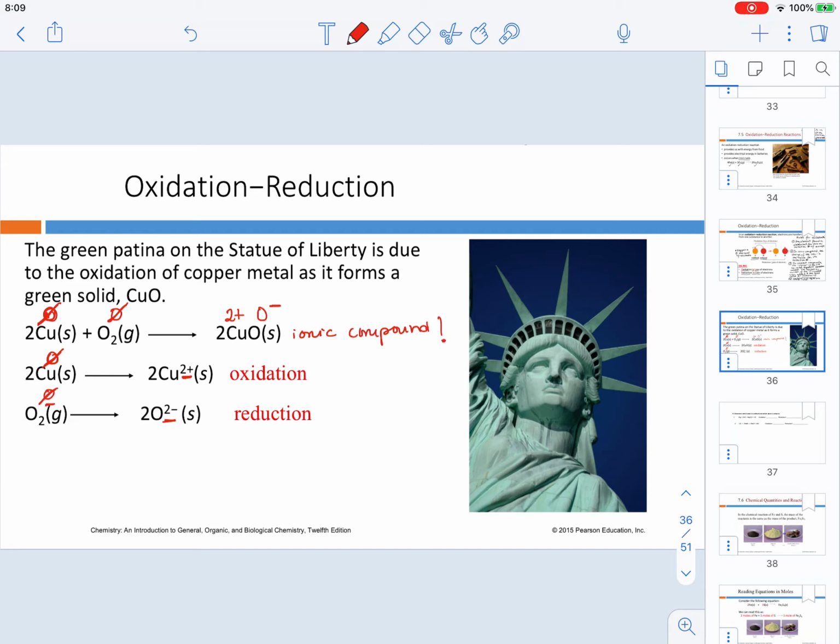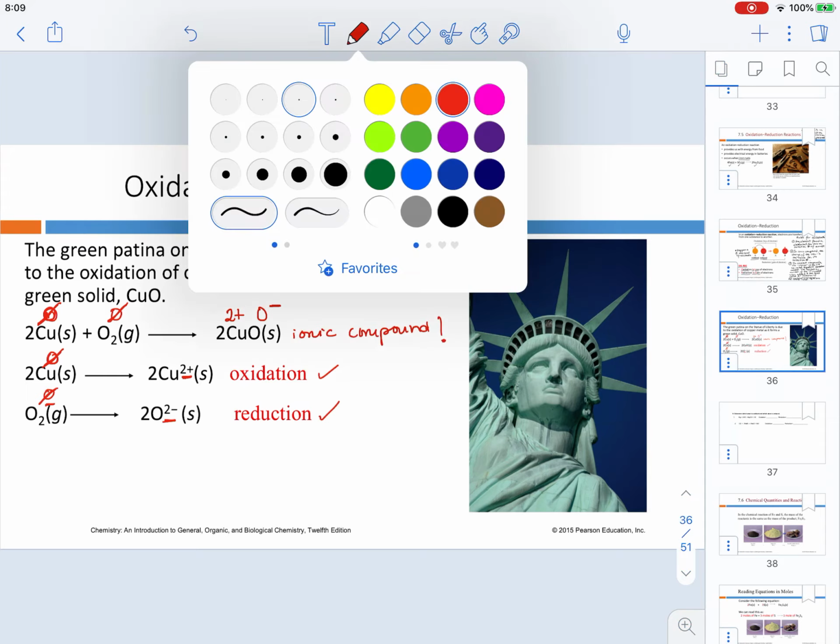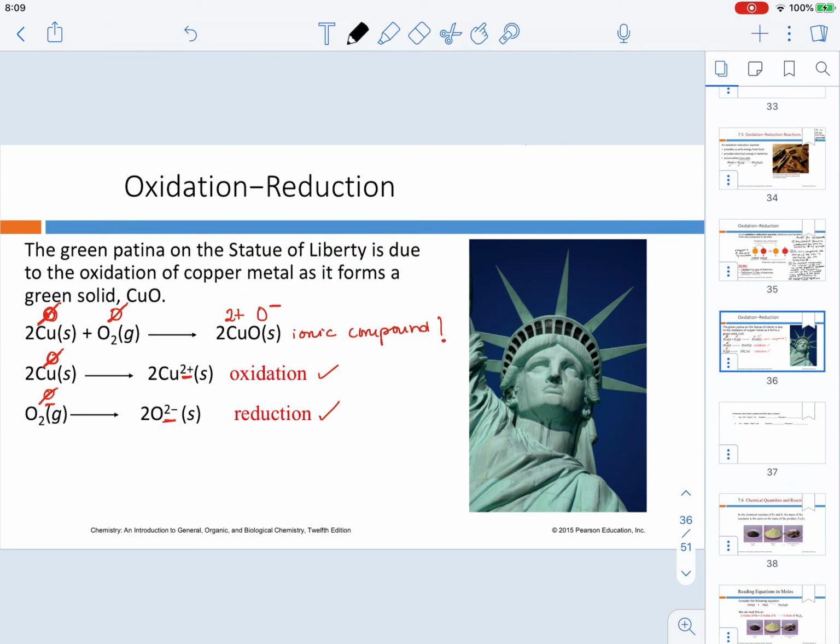Okay? Because copper went from 0 to plus 2, that means that it lost 2 electrons. So it got oxidized. Oxygen received those 2 electrons. That's why it became negative. So that is reduction.